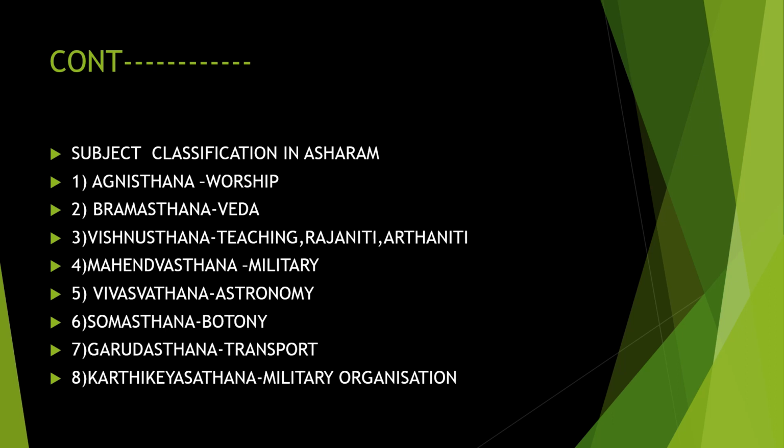So, as a king or a person who is living in a country where the king is ruling, they must know different kinds of things related to the country. So a king or other person studies all these things: the worships, the Vedas, the teachings of Rajaniti, military, their rules, astronomical rules, and botany. Transportation facilities and the rules behind them are different in different countries. And military organization rules are also studied in the ashrama. So the classification can be seen this way in the Sutra age. Okay.